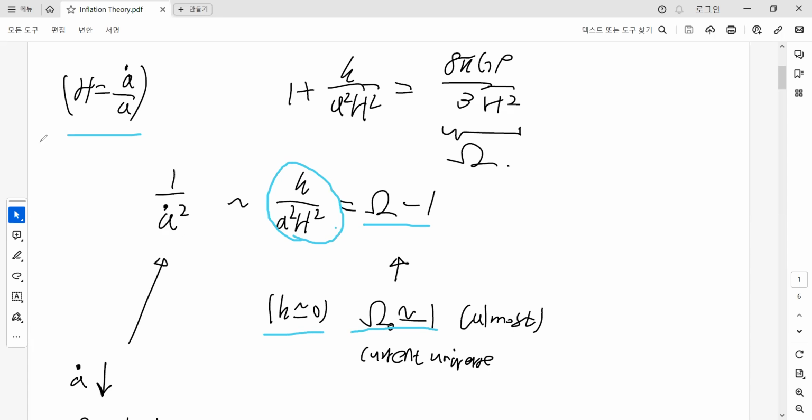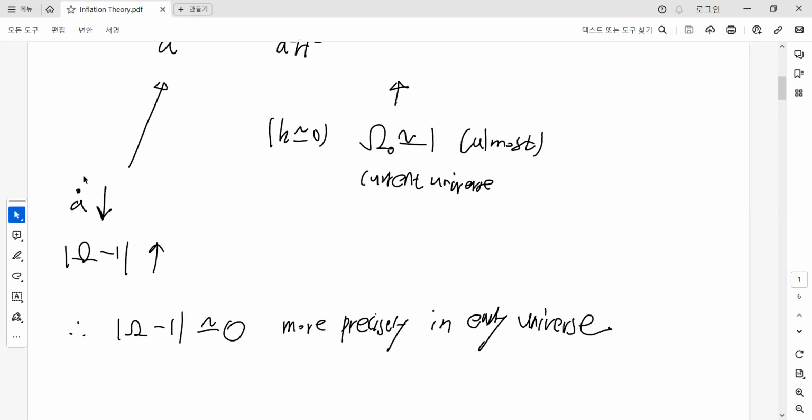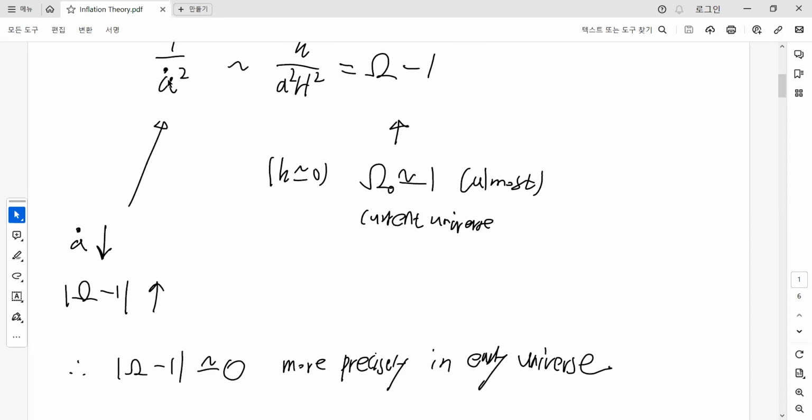In the matter-dominated universe, a-dot decreases, because the scale factor is proportional to t to the power n, where n is a number. So a-dot decreases, and the quantity omega minus 1 increases during the cosmic evolution. It means that omega must have been very precisely equal to 1 in the early universe. That is quite a fine tuning, so it is called the flatness problem.